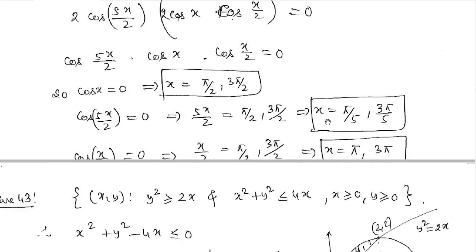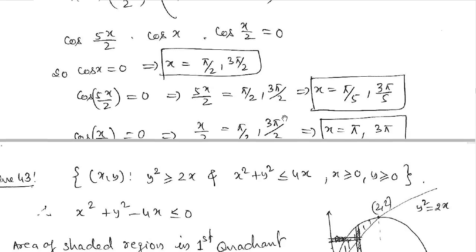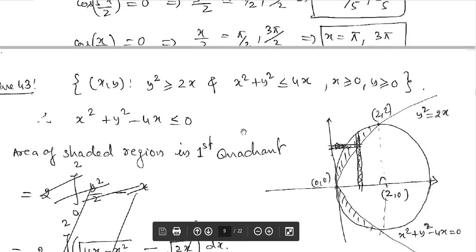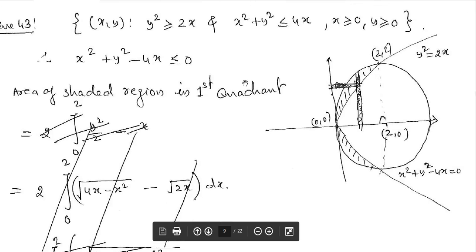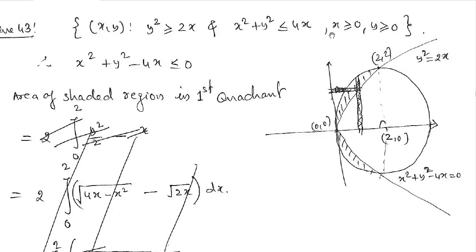There is some missing part in this. This has been missing in scanning. In question number 43, this was the case: x greater than or equal to 0, y greater than 0, and you can see this is a circle having center 2 and radius 2, and this one is a parabolic curve y square equal to 2x.